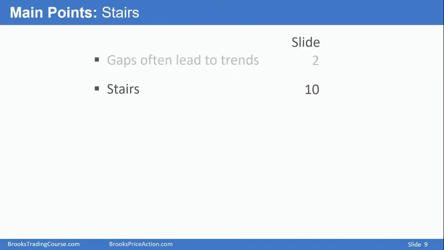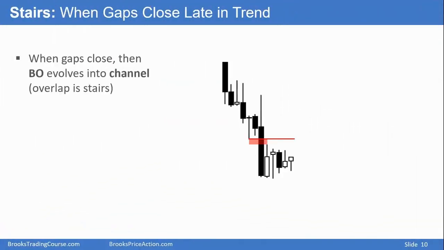I've been talking about gaps that stay open. Now I'm going to talk about stairs. And by stairs, I mean gaps that close. The gap is open here. We have a triangle. We went up, we went down, we went up, we went down, we went up in a tight trading range. Higher lows, lower highs.